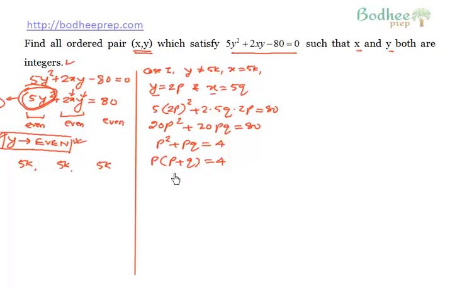Now the only ways that 4 can be written as the product of two numbers are if I take p as 1 and p + q as 4, or p as 2 and p + q as also 2, or p as 4 and p + q as 1. I can take the negative values also. So first of all, let us make a small table here.